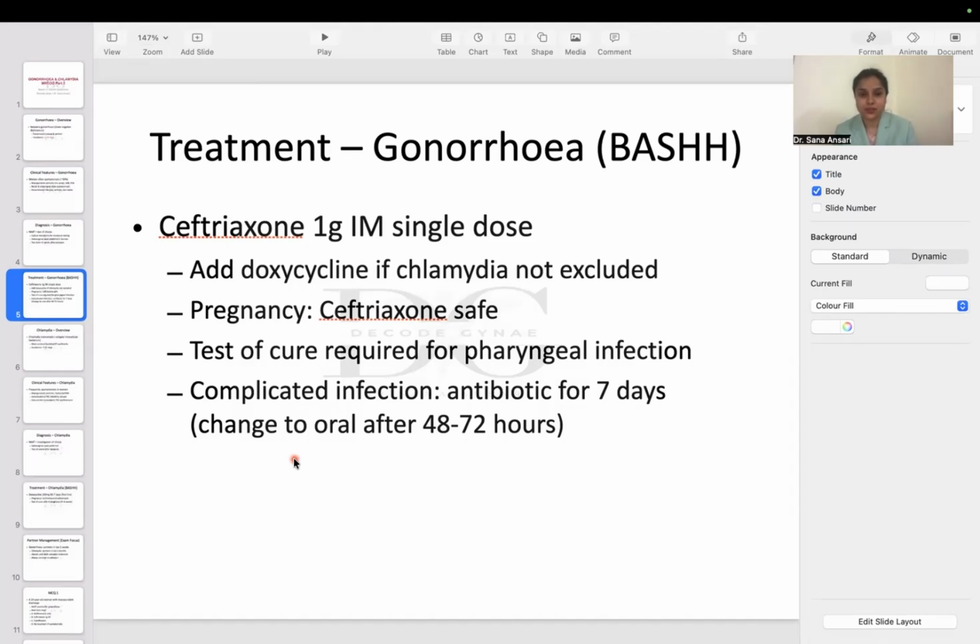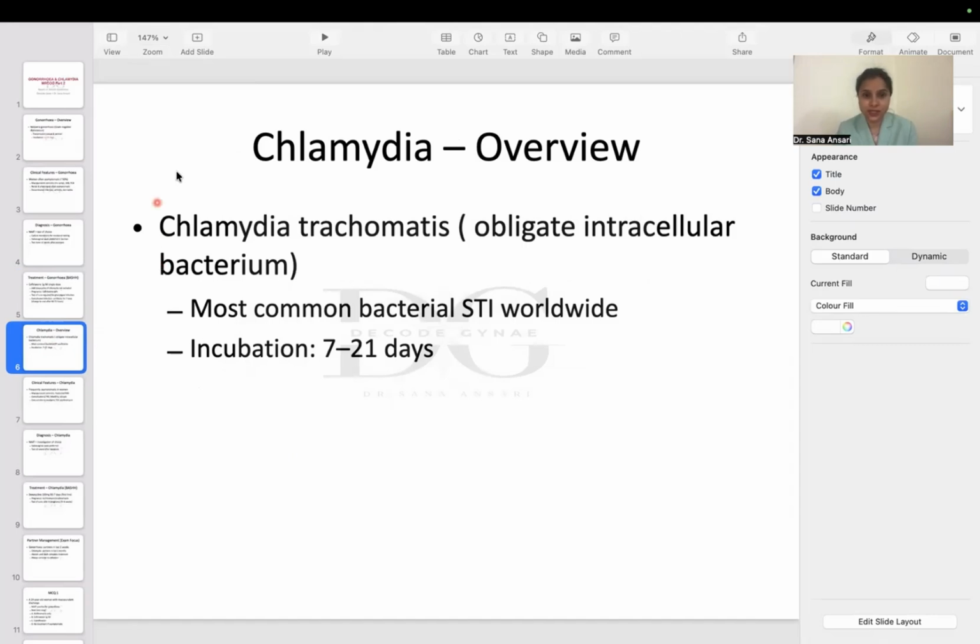ask for the treatment. Now coming to the chlamydia, it is caused by Chlamydia trachomatis. It is an obligate intracellular bacterium. Now this is a very important question. It is most common bacterial STI worldwide. Another hot MCQ. The incubation period is 7 to 21 days.